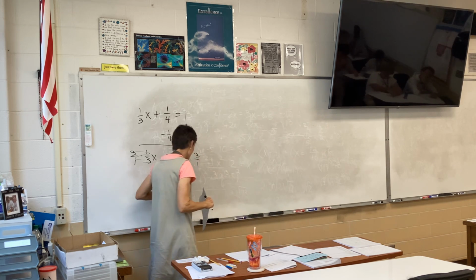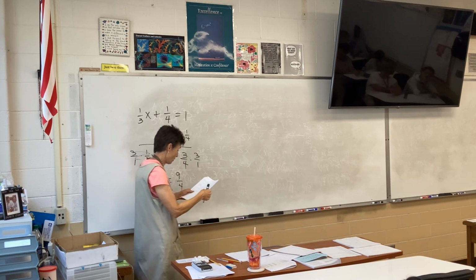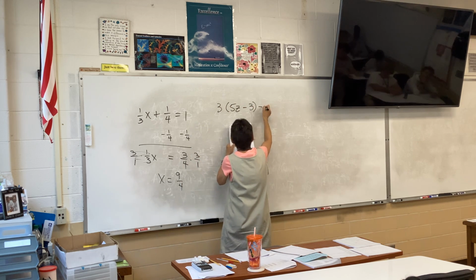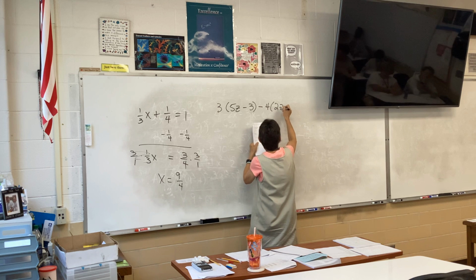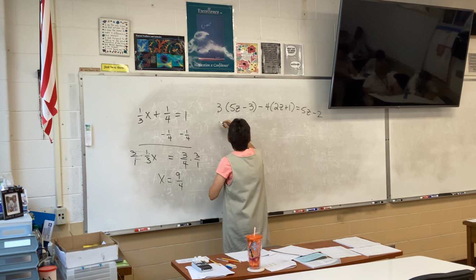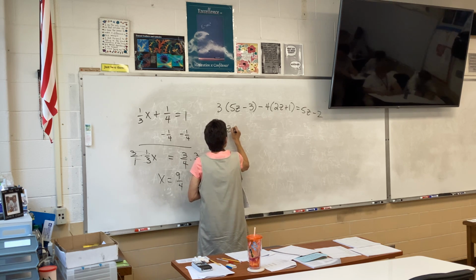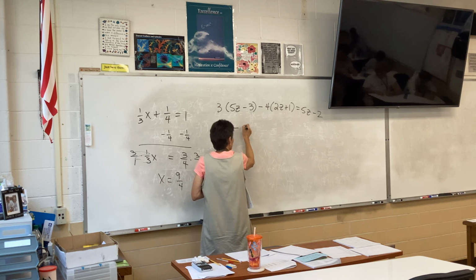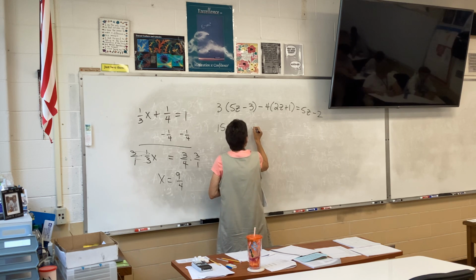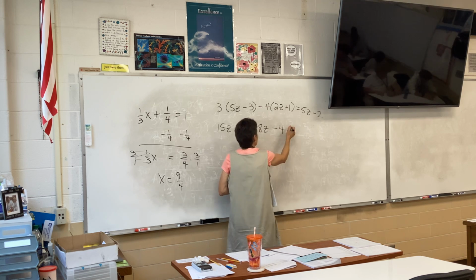Does anybody have a question about that one? All right, what do you want to do with this? Okay, so we'll distribute everything that distributes. What are we going to have here when we distribute? 15z minus 9. Be careful. What are we going to have here? Negative z, minus 8z, minus 4. Very, very good.